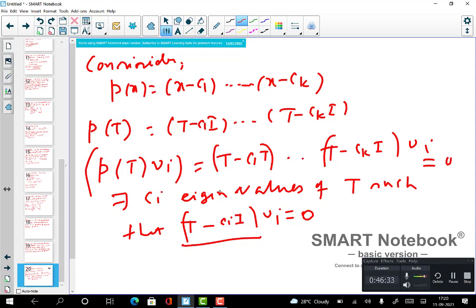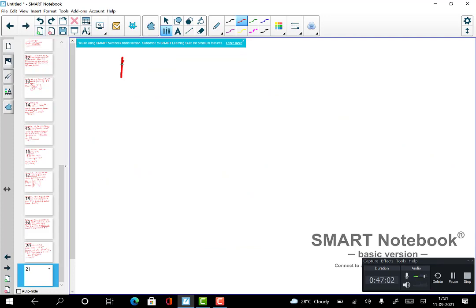So what does that mean? That means p sends every Vi to the 0 vector, right? So thus, what does that mean? That means p sends every vector to the 0 vector, because these Vi's form a basis, and any vector is a linear combination of basis vectors. If some polynomial sends every basis vector to the 0 vector, then it will send all the vectors to the 0 vector, right? So this tells you that p(x) is an annihilating polynomial for T.